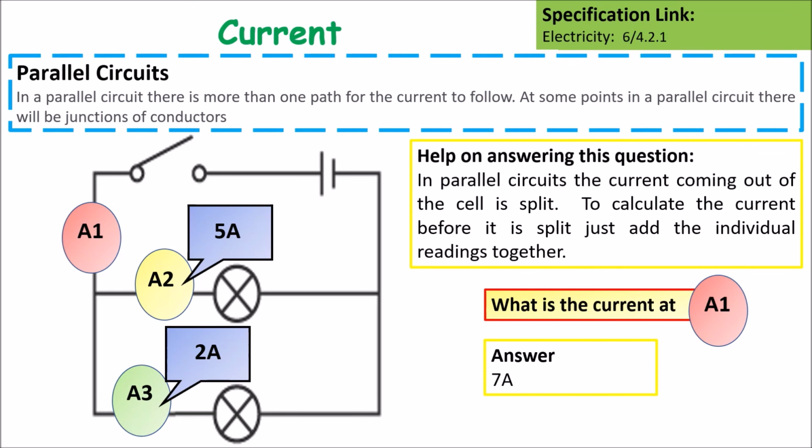If we look at this example, for instance, if we had 5 amps going down one branch of this parallel circuit and 2 amps going down the second, to work out the total current before it was split, all you would have to do is add them together, so your current would be 7 amps.